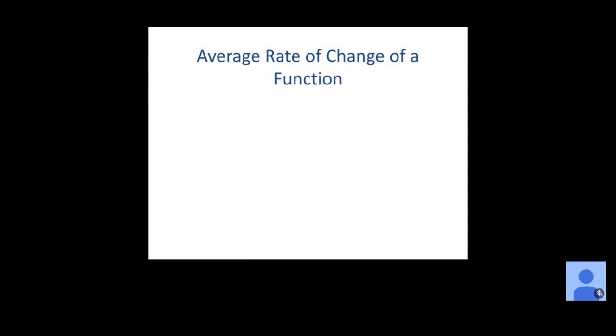Hello again. This is section 2.4, average rate of change of a function. And so what we're going to look at in this section is how do we calculate average rate of change, both from a function that's given and then also from a graph of a function. And then what does the average rate of change actually mean about that function?